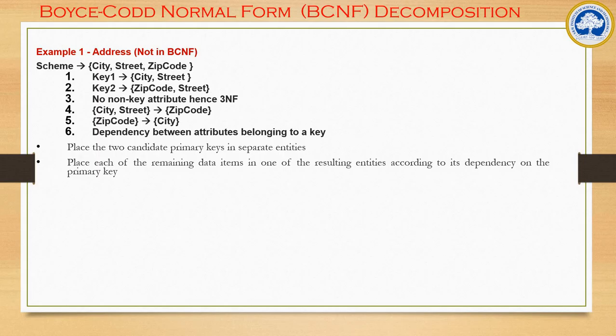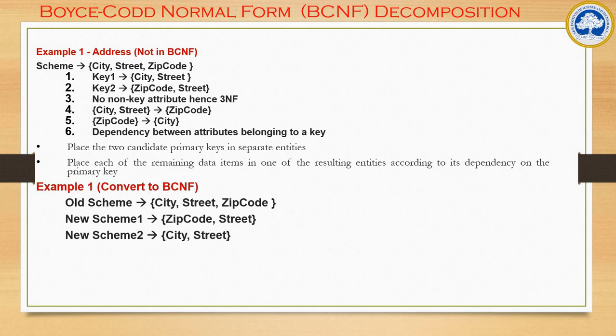So how can we apply the decomposition here? We place the two candidate keys in separate entities and place each of the remaining data items in one of the entities according to its dependency on the primary key. So now how can we divide that into two: city, street, zip code.